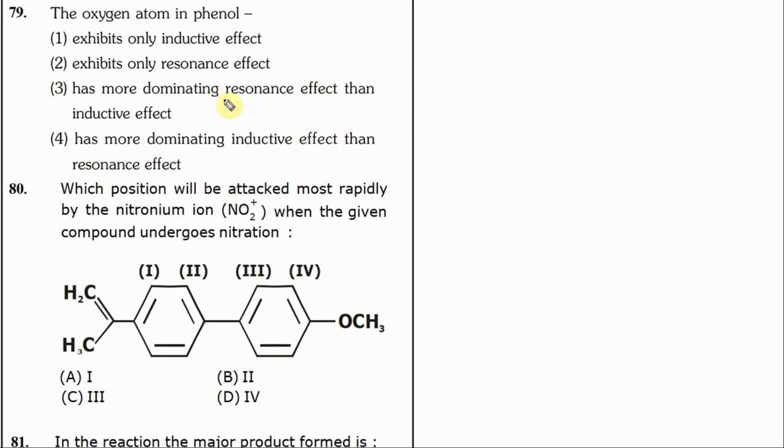The oxygen atom in phenol, very simple. The oxygen atom in phenol is actually plus R minus I. It does not exhibit only inductive effect; no. It has the more dominating resonance, yes. Which position will be attacked most rapidly by nitronium ion? Electrophile. They are asking where the electron density is higher when the electrophile comes. This is very simple. The effect of this can be felt here, but this position is ruled out. So the option is 4, delta.